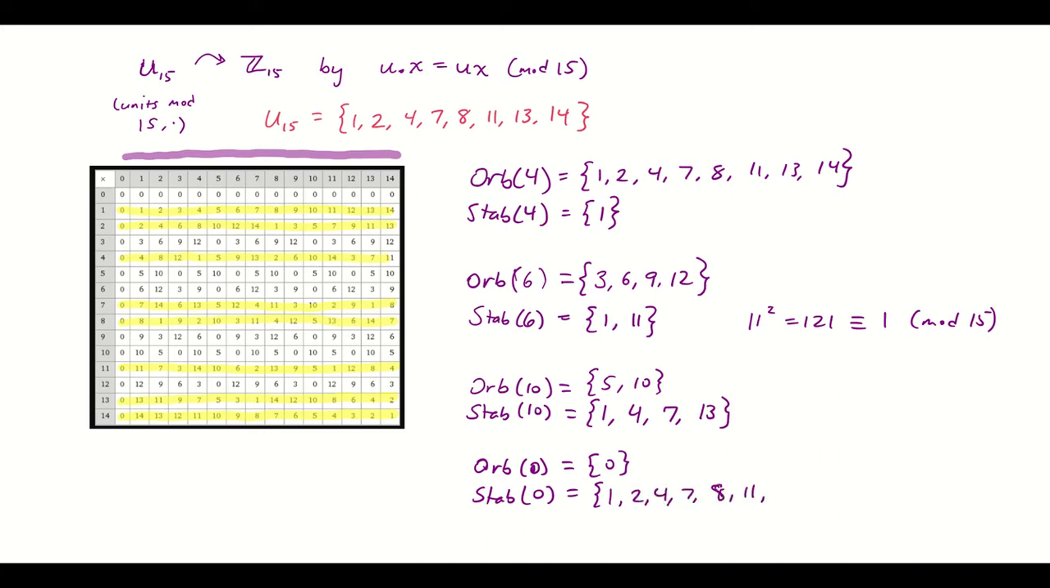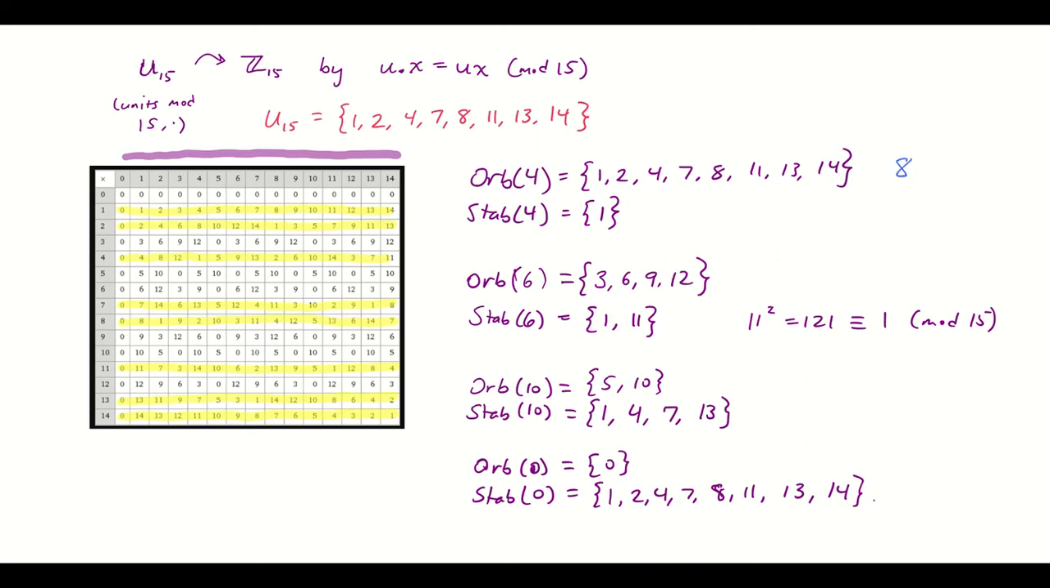8, 11, 13, 14. Okay, so so far this is just an expansion of the lovely example that I did in the previous video, but I was happy to have the chance to do it. But now let's see if we can get some insight here. I'm just going to write down next to each of these sets the size of the set, whether orbit or stabilizer. So here I have orbit 8.